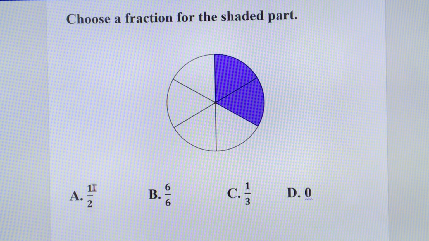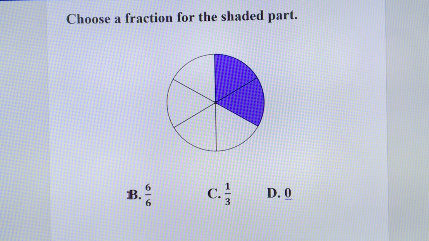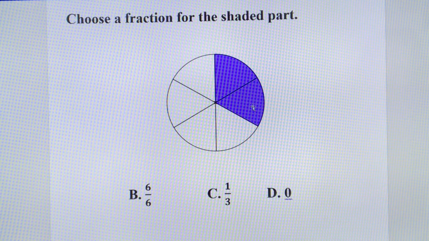So my first choice is 1/2, 1 over 2. And I know that this is not right because I know what half of a circle looks like. I would need this piece to be shaded in order for 1/2 to be the right answer. And this piece is unshaded, so I'm going to go ahead and eliminate choice A. Choice B is 6 over 6, and that's not correct because only 2 of the 6 pieces have been shaded in. So I know that that one is not correct either.